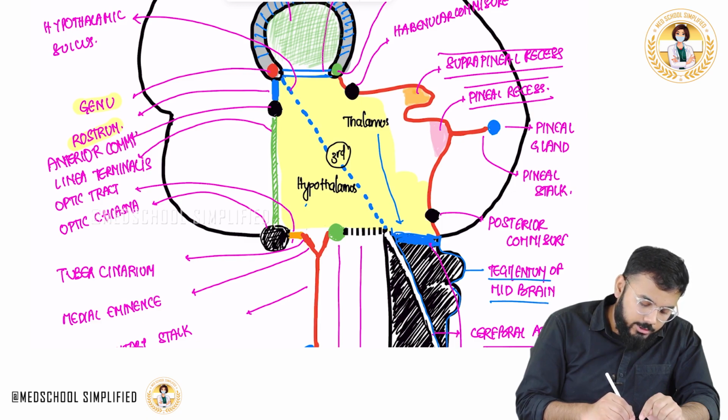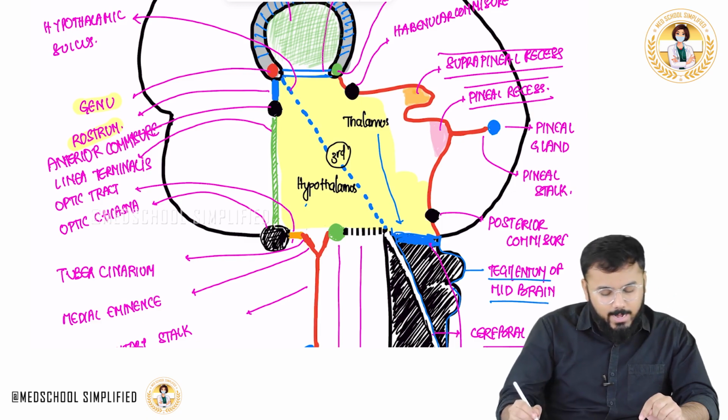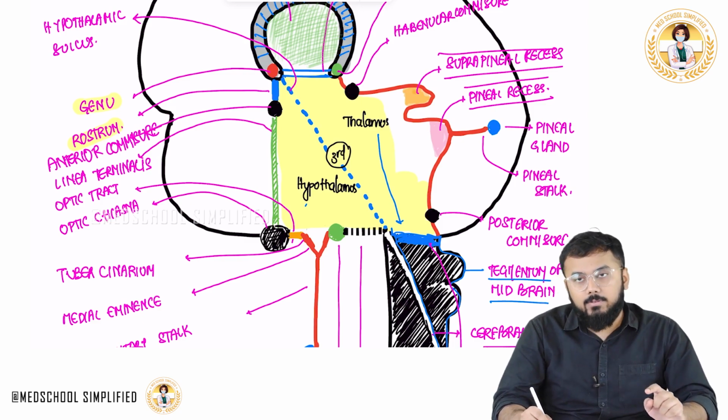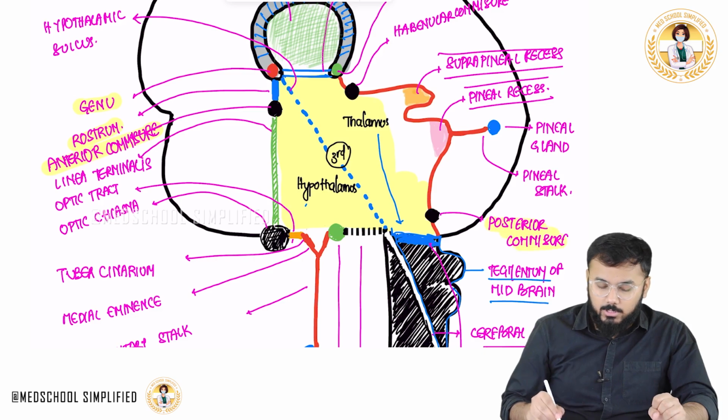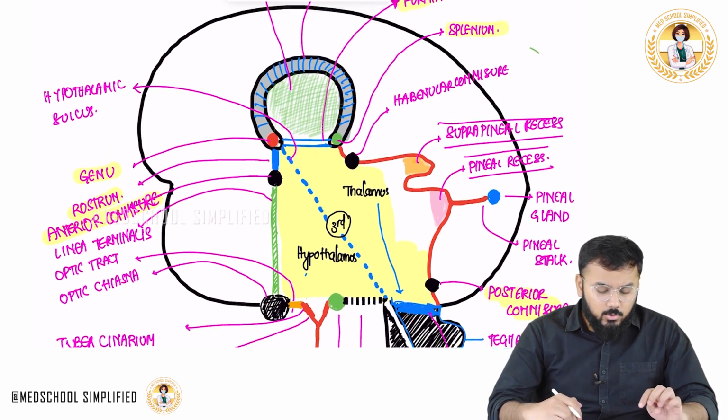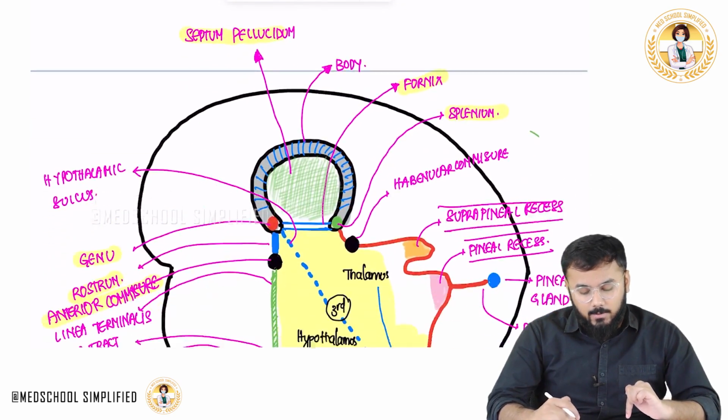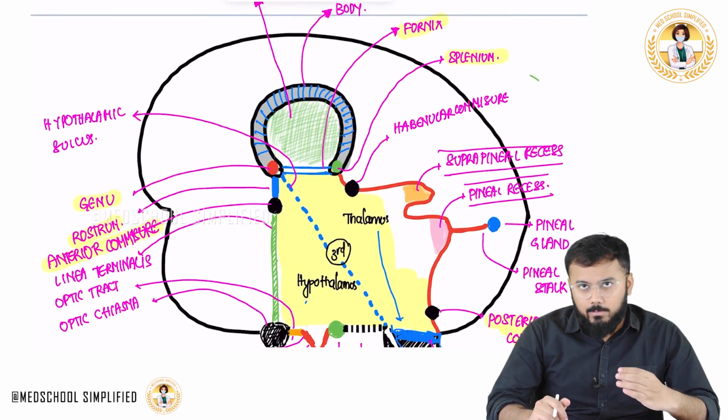Anterior commissure. This is called your anterior commissure, and behind that, you call it the posterior commissure. You see, this is your anterior commissure and this is your posterior commissure. So this is the important thing you need to know regarding the corpus callosum.